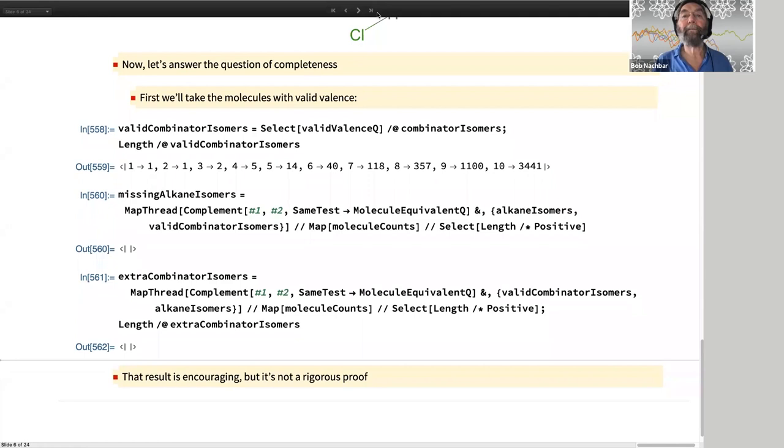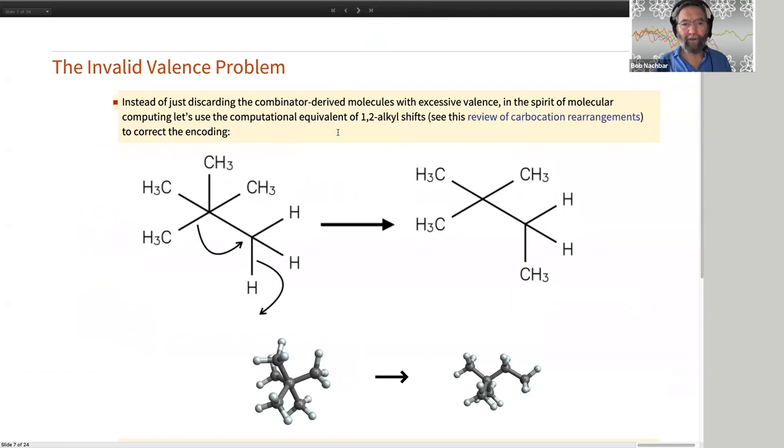We won't get a proof. So back to the invalid valence problem. The problem is we've got a single carbon atom here with more than four bonds attached to it. And rather than throwing away these structures altogether, is there a way that we can reuse them, modify them slightly, preserving as much of the original structure as possible, and still satisfy valid chemical valence?